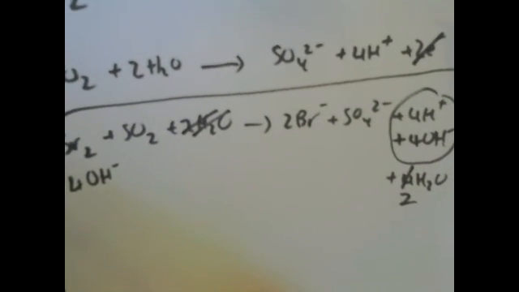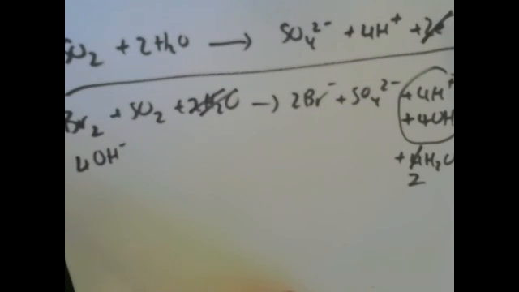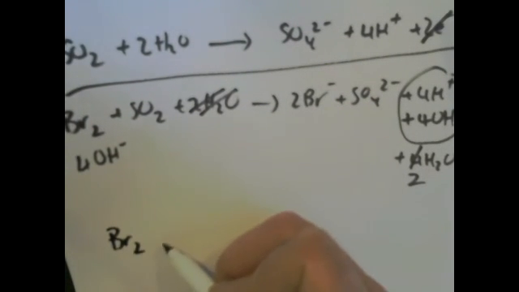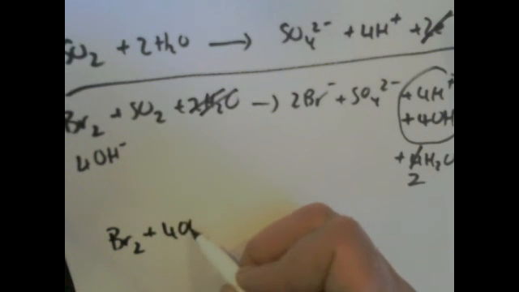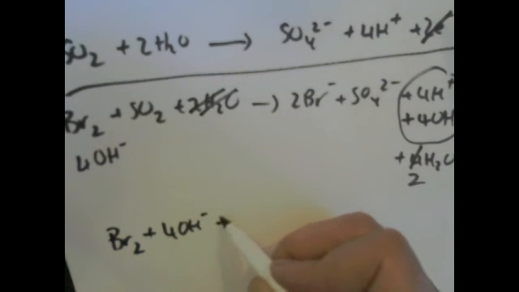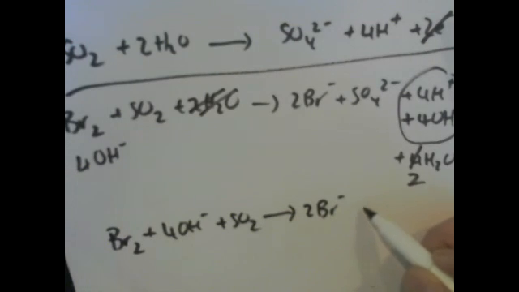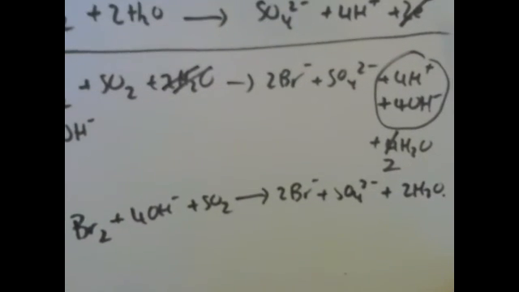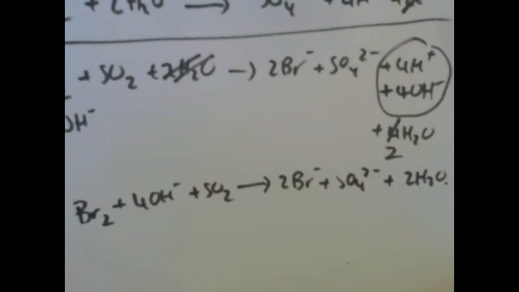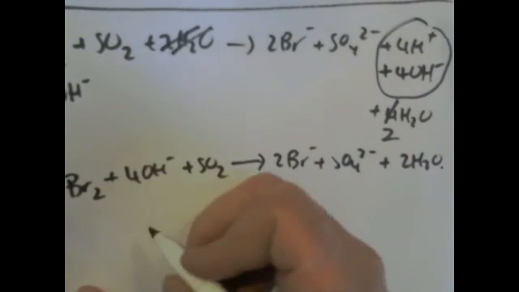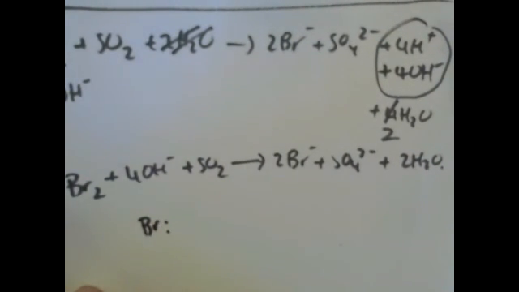So having done that, I'm going to rewrite my expression again. So it is Br2 plus 4 OH minus plus SO2 gives me 2 Br minus plus SO4 2 minus plus 2 H2O. So there we go. And if we check it, I'm feeling brave, I'll go ahead and do it. Bromines, 2 on the left and 2 on the right.